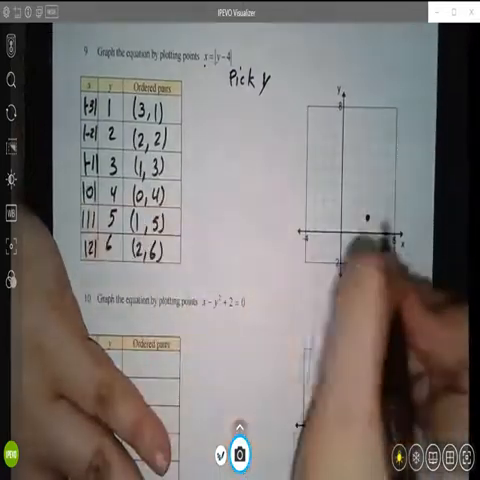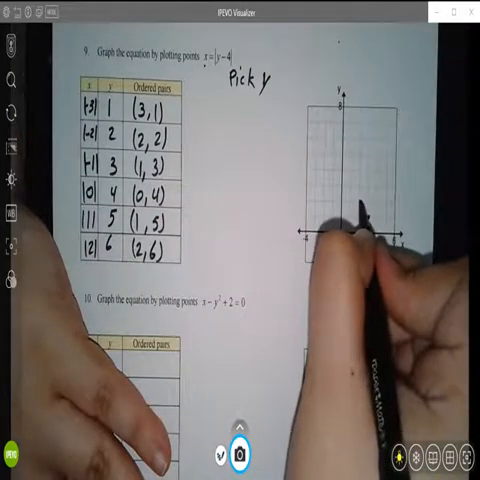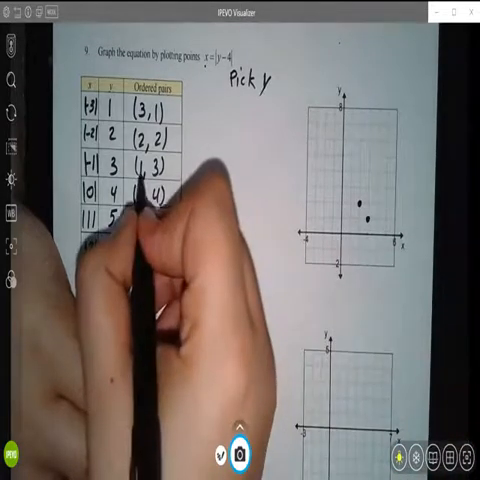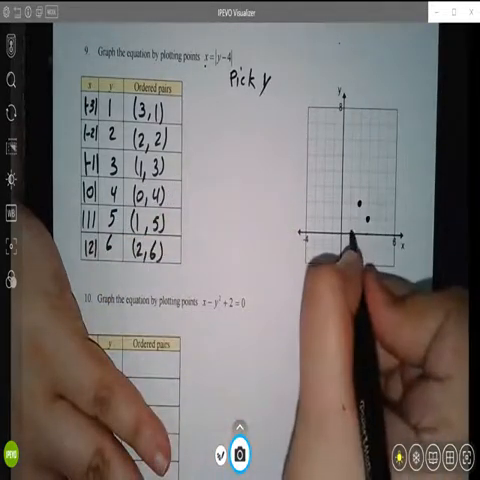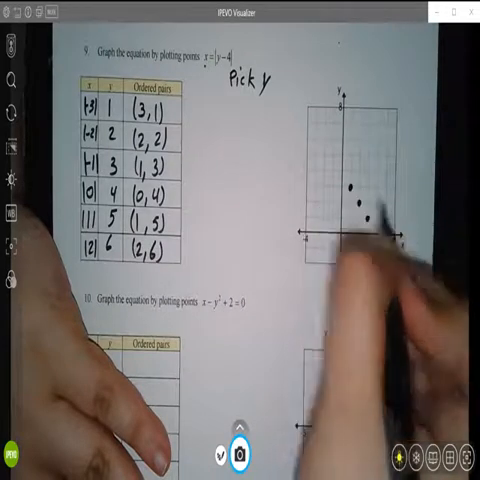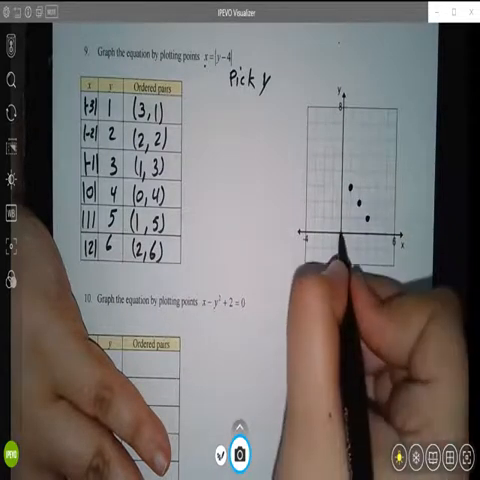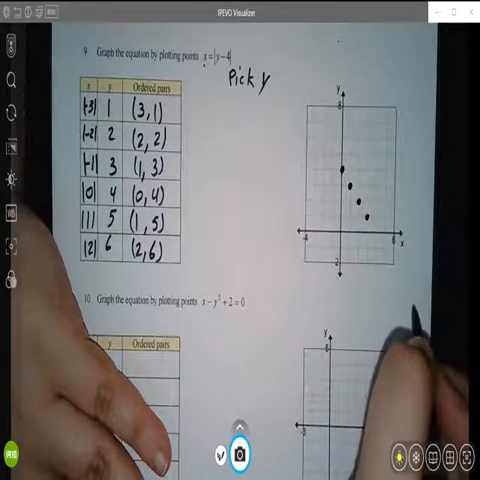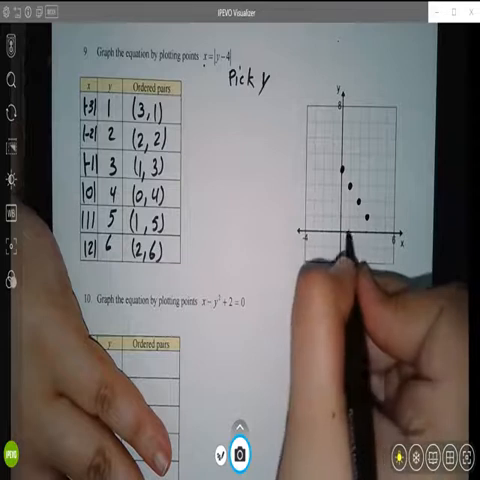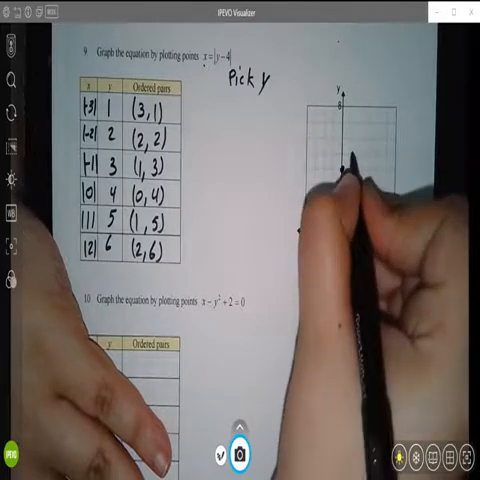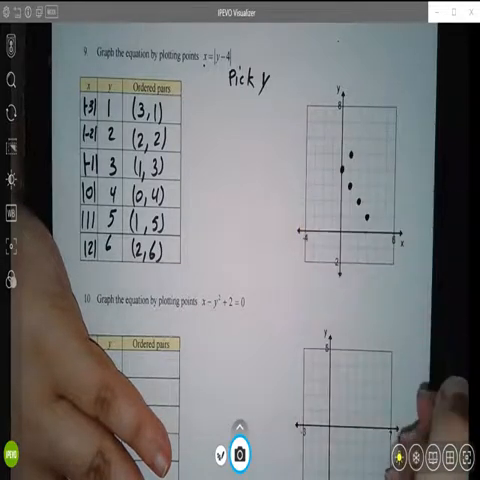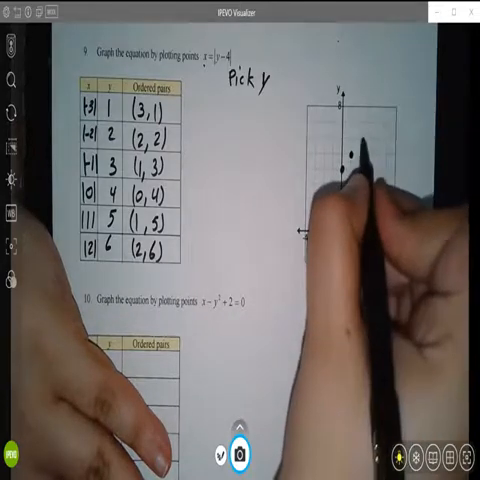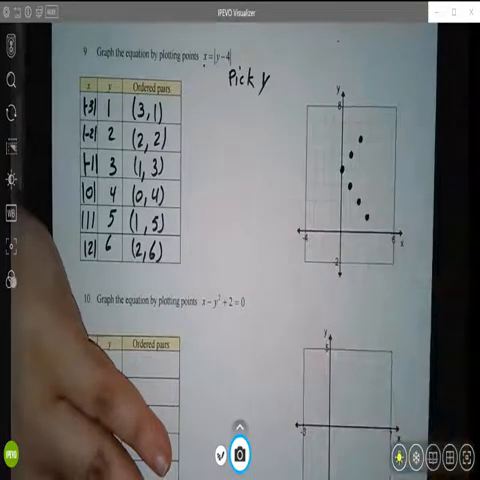Next, we have 2 and 2. So x at 2, y at 2. Okay. Next, we have 1 and 3. So x is 1, y is 3. Go up here. And then 0 for x and 4 for the y. So it's right here. After that, we have 1 again, but at 5. So it goes up there. And then 2 and 6, which is right here.